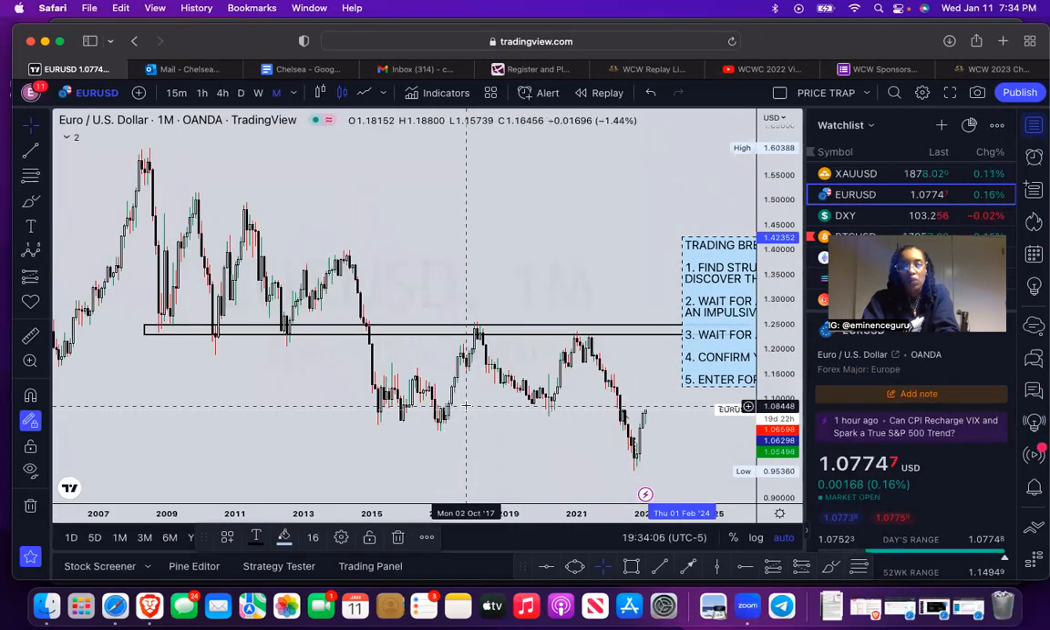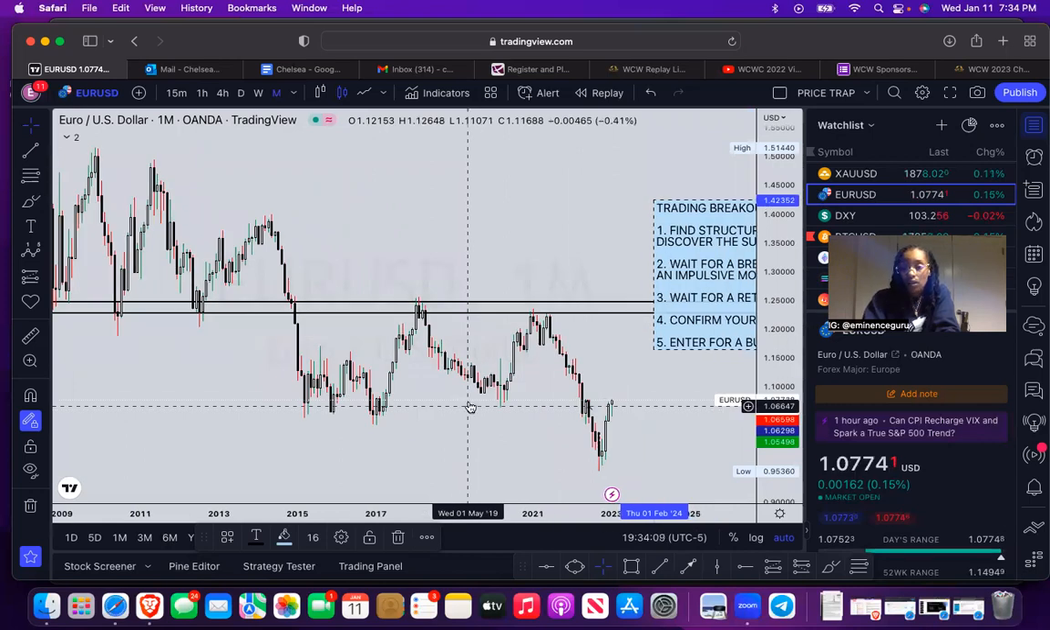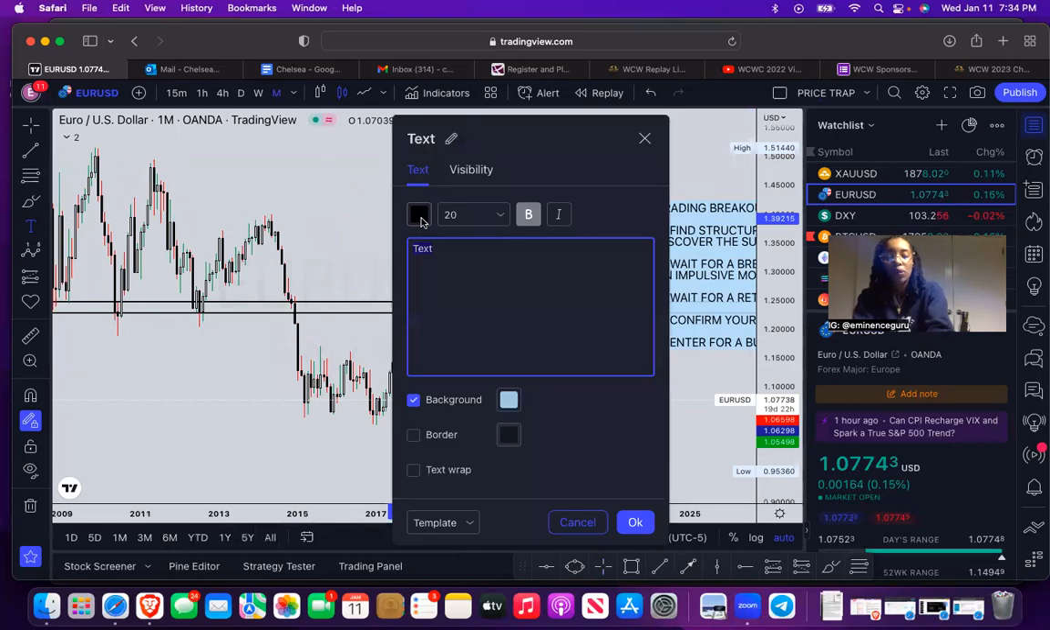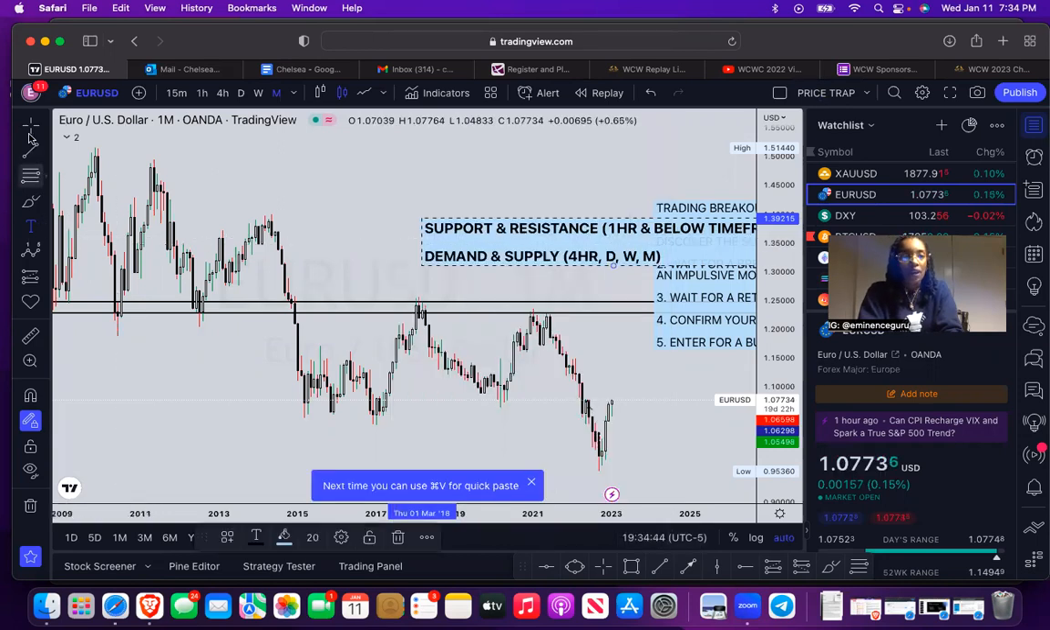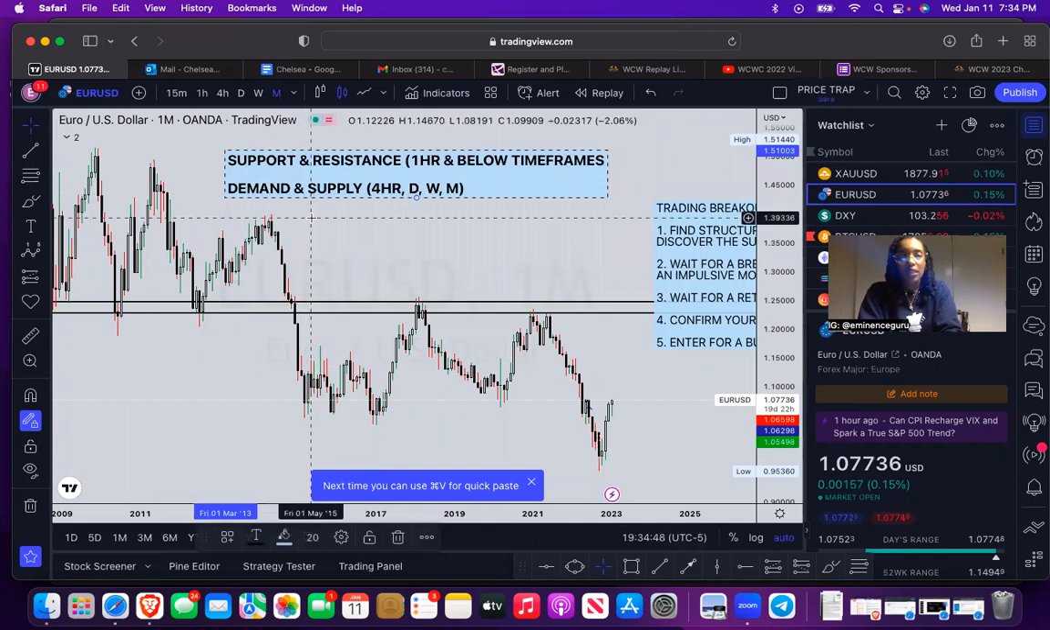Support and resistance, where we see buys and we see sales. Now I want to point something out. We're going to use the terms support and resistance for the 1 hour and below time frames. We're going to use the terms demand and supply for the 4-hour, daily, weekly, and monthly. Now, don't get too caught up in this. I'm going to tell you exactly what this is.